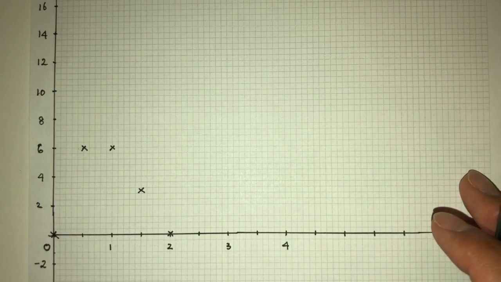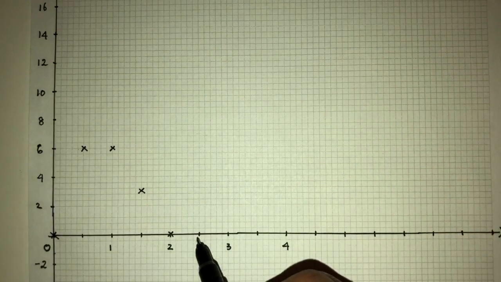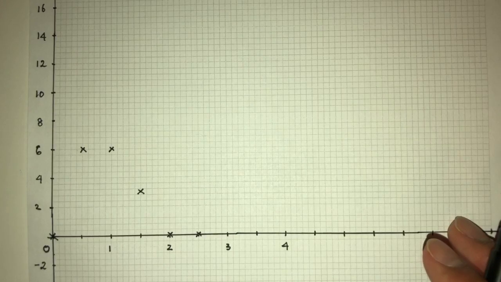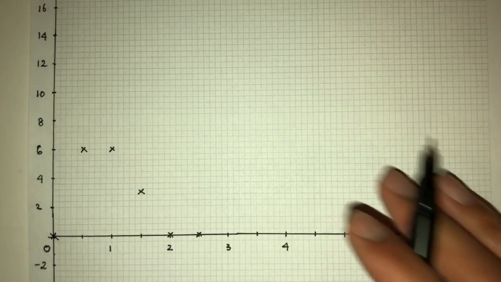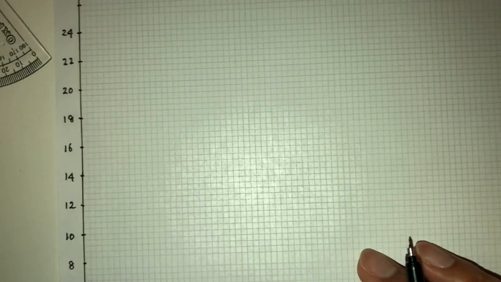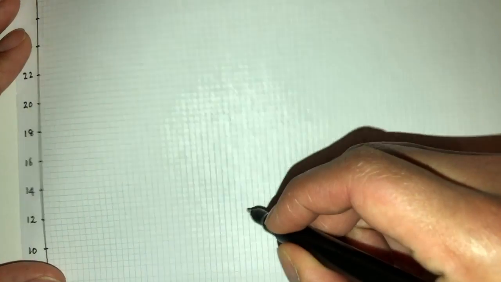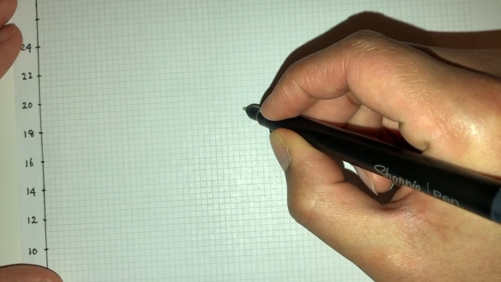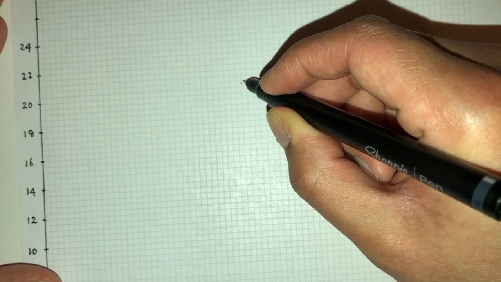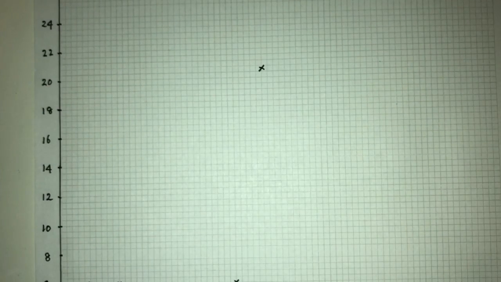Then we have (2.5, 0). Then we have (3, 6), this value here. And then we have (3.5, 21). So this value 21 should be here. Okay, so now we have to draw this curve.